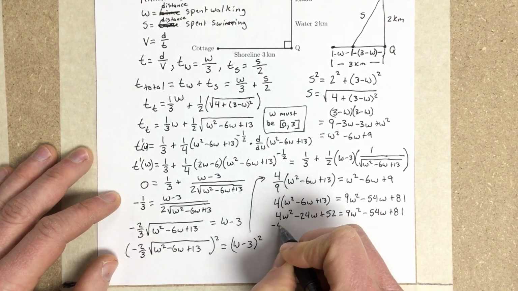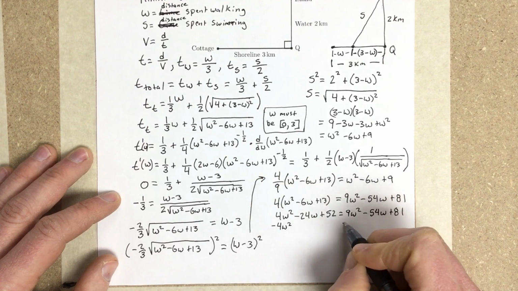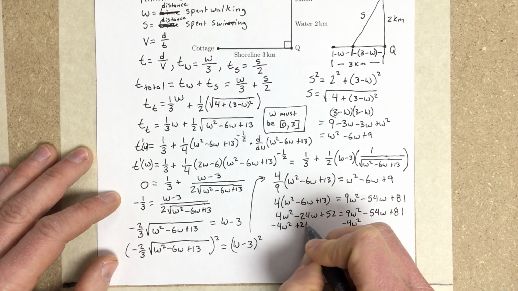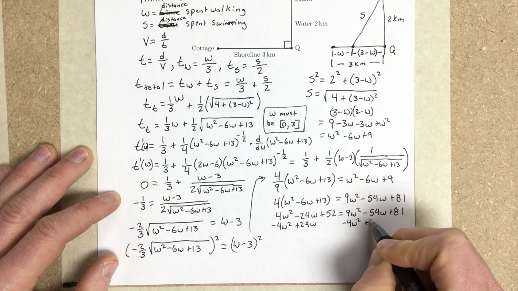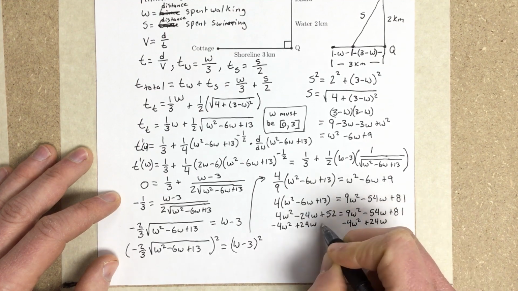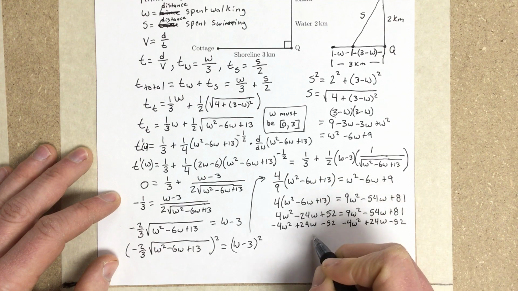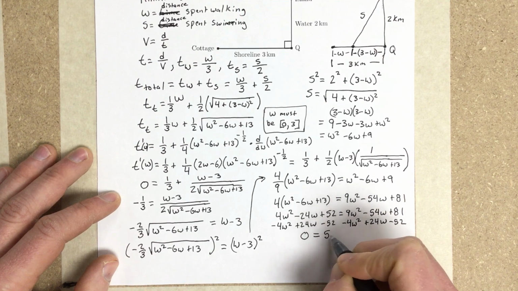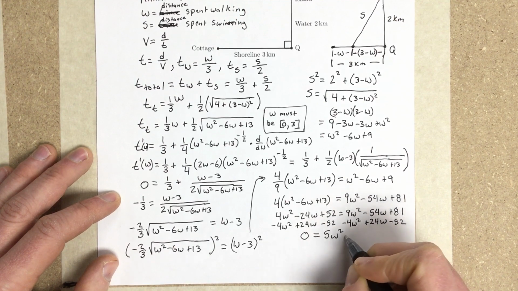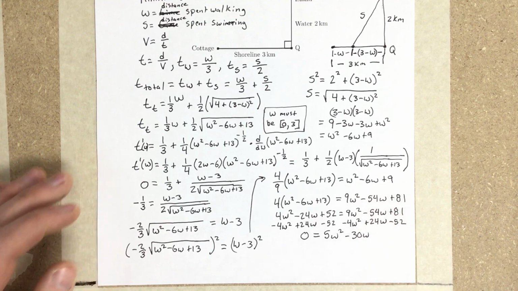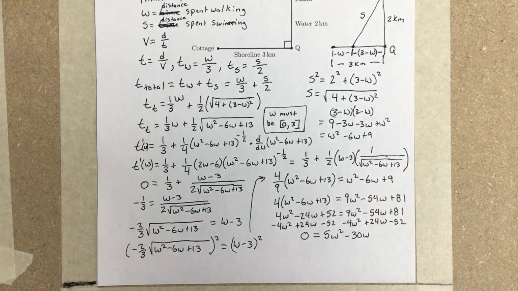Then subtract 4w squared on each side. I'm going to add the 24w, and I'm going to subtract 52. It's going to give us 0 on the left side equals 5w squared minus 30w, and then 81 minus 52 is 29.